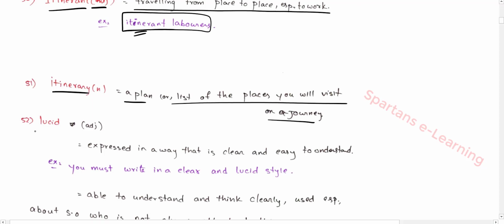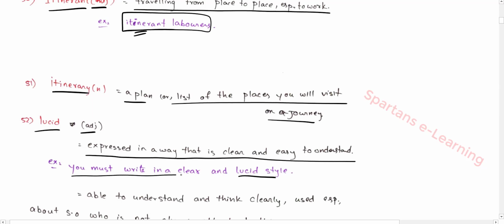Our next word is lucid. Lucid is an adjective. Lucid means expressed in a way that is clear and easy to understand. Example, you must write in a clear and lucid style. Just memorize this example, thereby you will easily memorize lucid as well, right? You must write in a clear and lucid style.